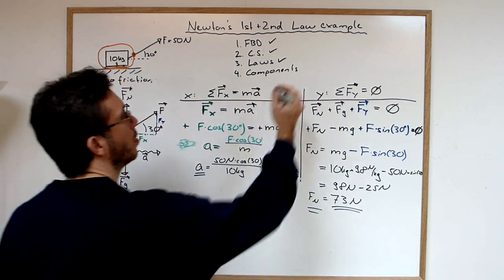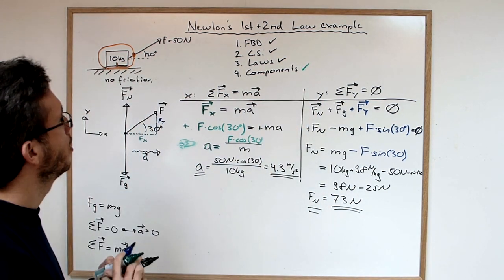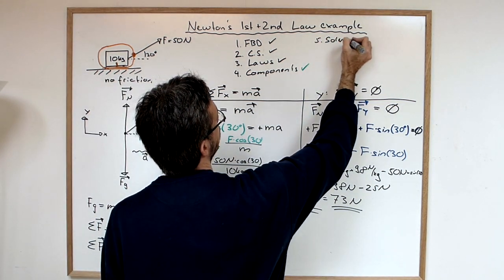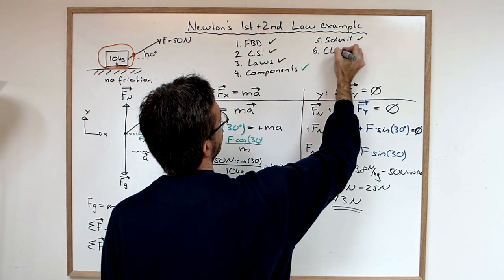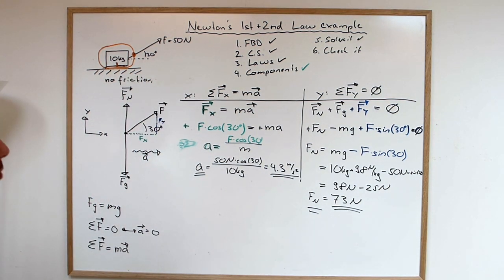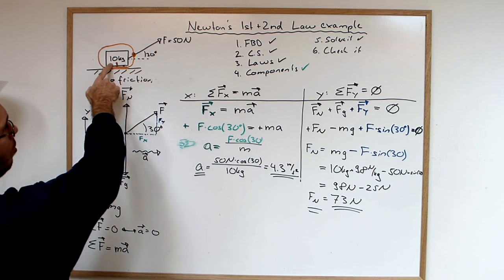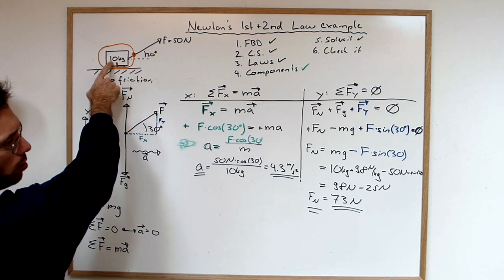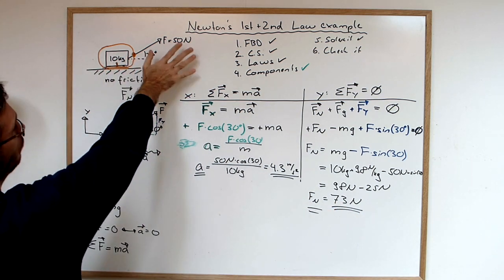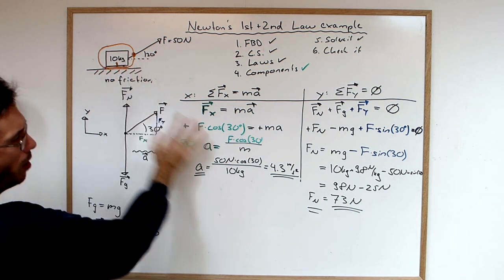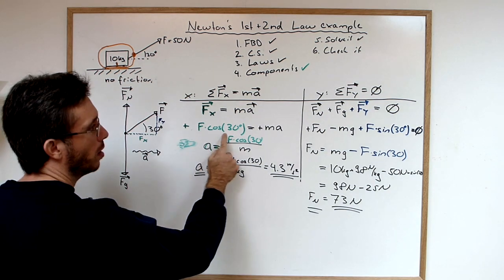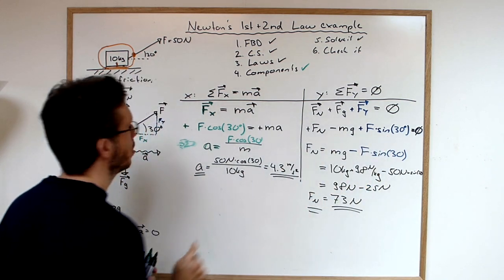So components are checked. Then five, actually I already solved it. Solved it. So that's done. Six, check it. Thus, the answer makes sense. So I had forces in the range of 50 and 100 newtons of weight, or 98 newtons of weight, so I think the magnitude makes sense. I had a force of 50 newtons, so 50 by 10 would be 5, so also my acceleration seems to make sense. Another check I can do is I have cosine on the left side, that means I have sine on the right side, yes, that is true.